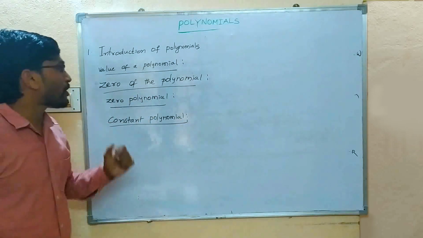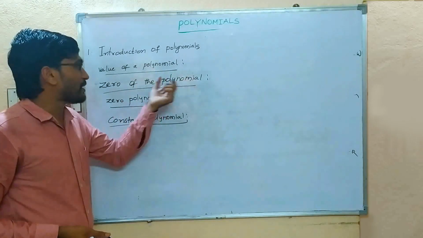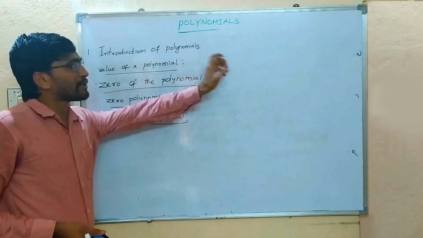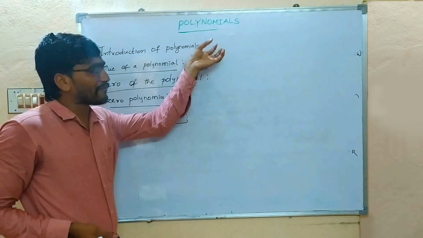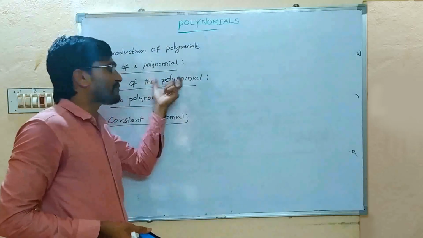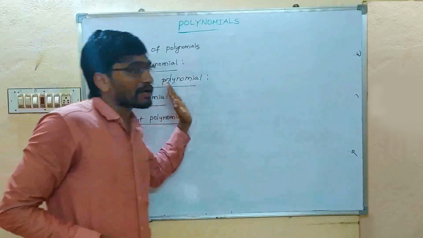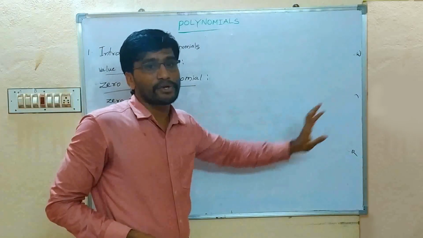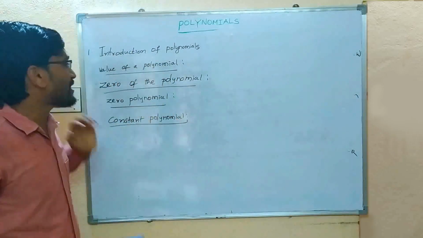Zero polynomial is different from zero of the polynomial. Zero of the polynomial is, in place of x we can substitute any value, then if we get the value of the polynomial equal to 0, that value is called a zero of the polynomial. Zero polynomial means if a polynomial contains all the coefficients as zeros, then it's called a zero polynomial.